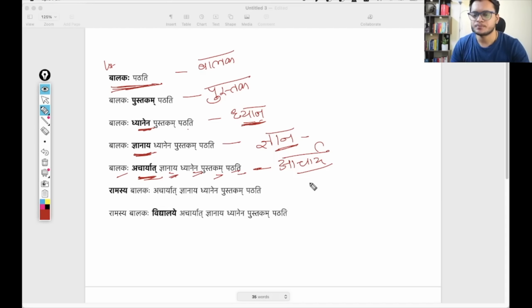This is our sentence. Let's add new information. Ramasya balakah, and then Acharyat Jnanaye Dhyanena Pustakam Patati. The base word Ram.